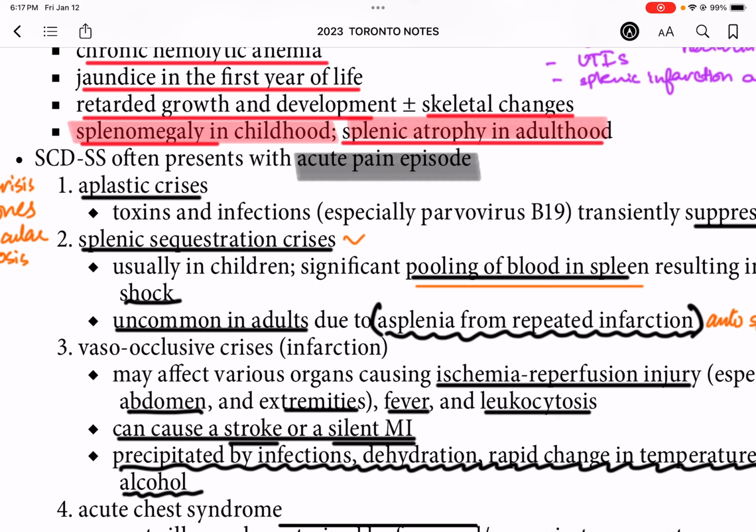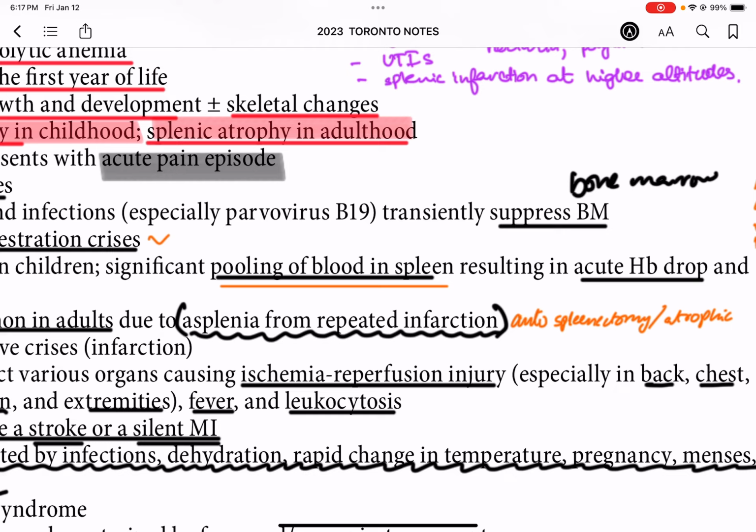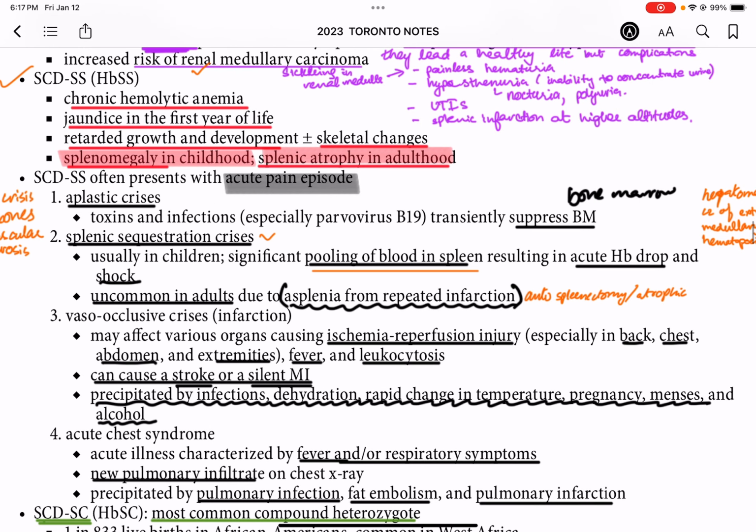What happens in this splenic sequestration is that in children, as the spleen size is increasing, the blood tends to pool inside the spleen, resulting in acute hemoglobin drop. So there's an acute hemoglobin drop, and this leads to shock, right? But this sequestration doesn't happen in adults. It's very uncommon in adults, because there is asplenia, you could say.